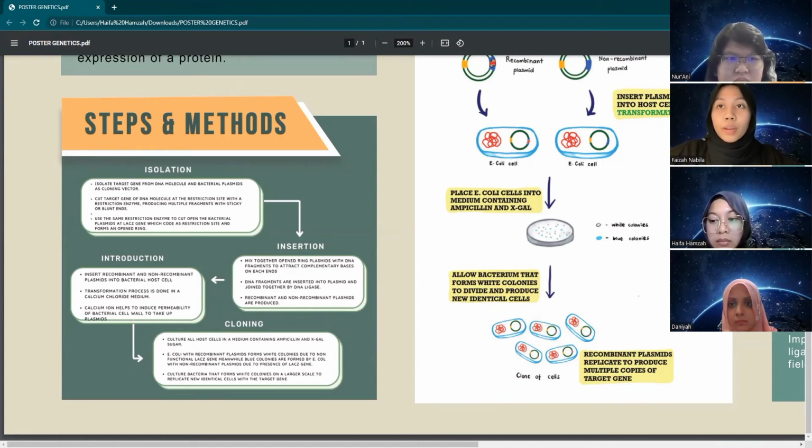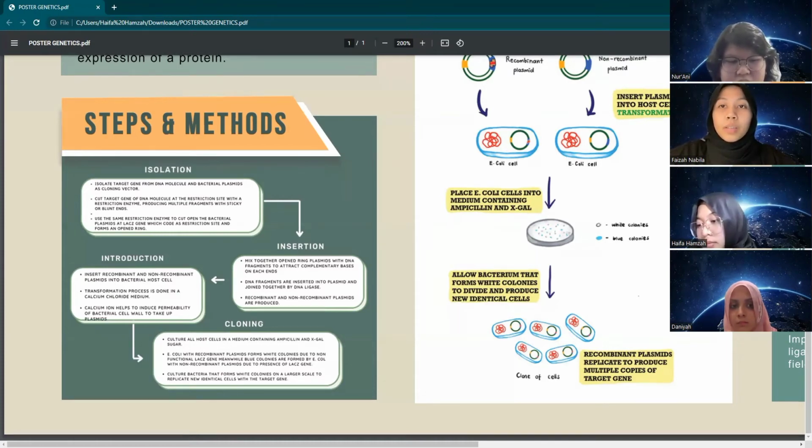Before that, there are 2 methods of isolating the DNA molecules. The first method is by using a specific restriction enzyme to cut the DNA molecules at the restriction site to produce multiple fragments. One of the many DNA fragments produced must contain the gene of interest. To separate the gene of interest from other fragments, a gel electrophoresis process is used by arranging the DNA fragments according to their size to locate the gene of interest and separate it from others.